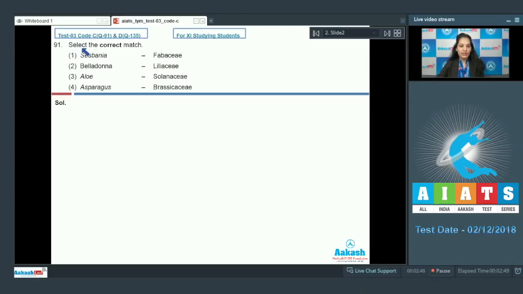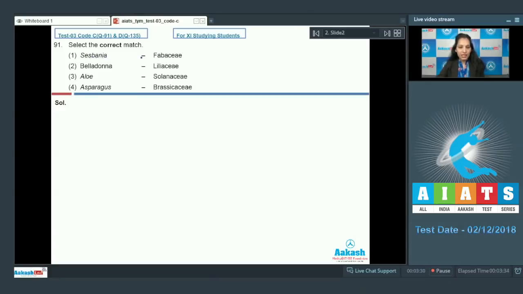Question number 91. Select the correct match. First option, Sesbania fabaceae. Second, Belladonna liliaceae. Third, Aloe solanaceae. Fourth, Asparagus brassicaceae. You have to find out the correctly matched member of the family. Here you can see families are given, and on the left hand side the members of these families are given. You have to choose the option in which the member of the family is correctly matched.